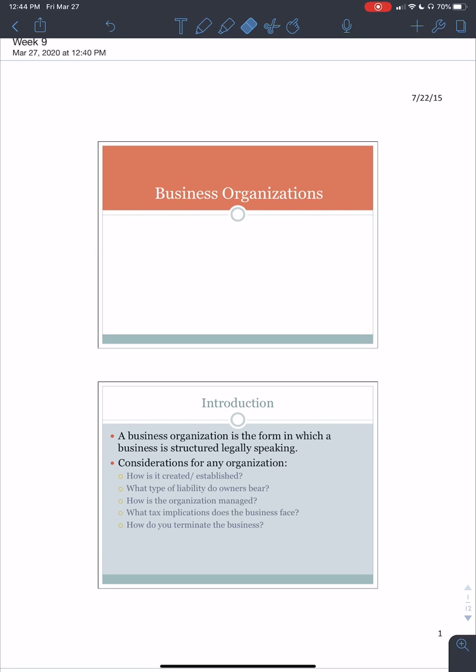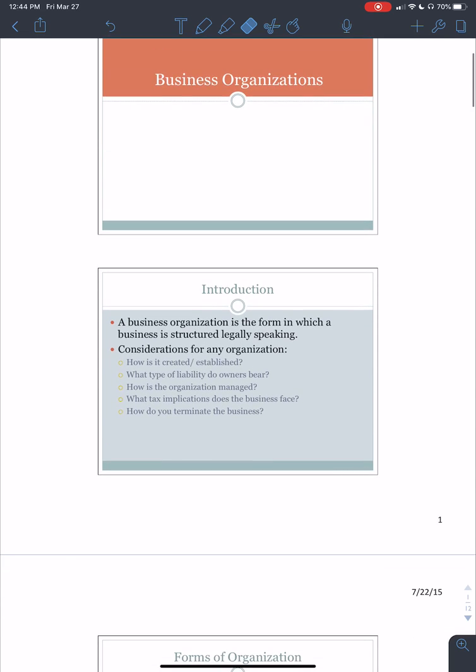Okay, so we're going to talk about business organizations, how businesses are organized and why they're organized a certain way, what benefits those businesses have by being organized in this way, and some of the disadvantages of being legally organized in this way. So these are legal structures, okay, legal structures for businesses. Now, they don't have to be businesses. Some nonprofits can be organized this way. Some religious organizations can be organized very similar to businesses.